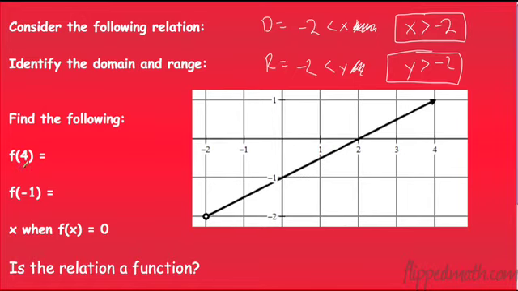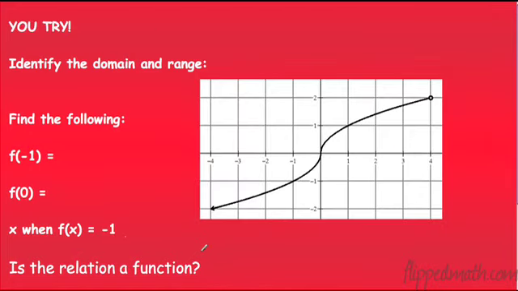So let's see, find f of 4. So x is 4. What's my value of y? 1. Find f of -1. We're going to have to round this one, right? It looks like it's about -1.5. Find x when y equals 0. Y equals 0 is right here, and it obviously crosses the graph at x is 2. Is it a function? Yes, it's definitely a function. It passes the vertical line test. All right, so pause the video and you try these right now.